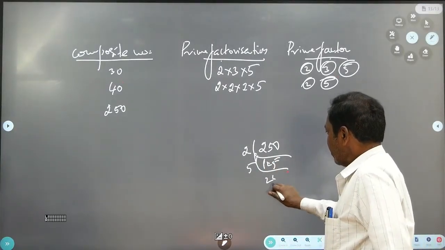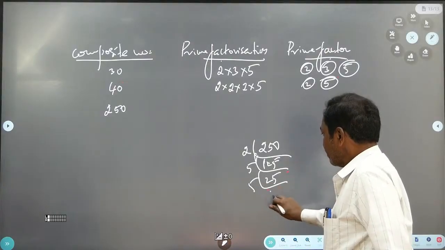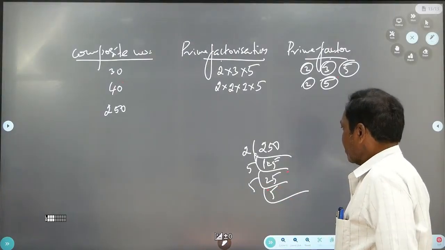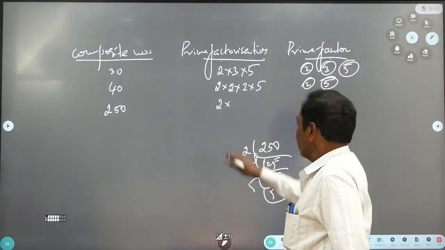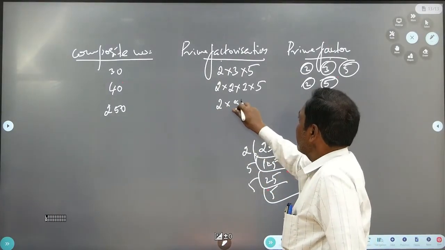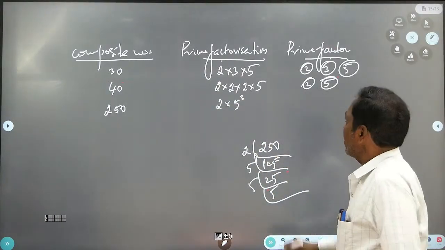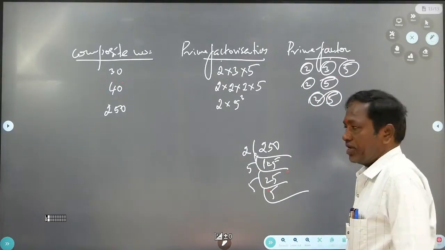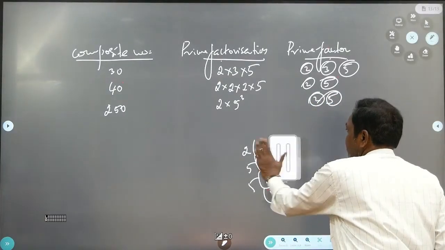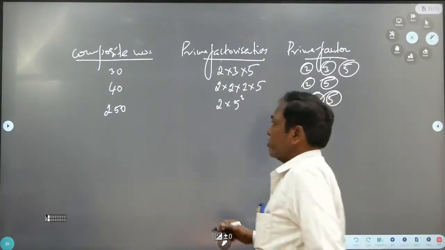5 2s are 10, right, okay, 5 5s are 25, yes. Now we can see 5 cube, or 2 into 5 cube, here 2 and we take 5, it's like that. Yes, next.